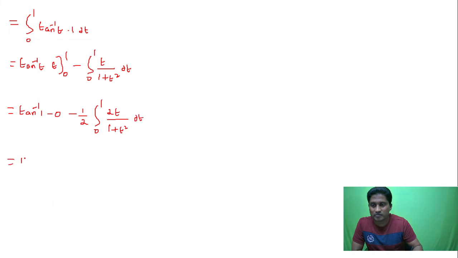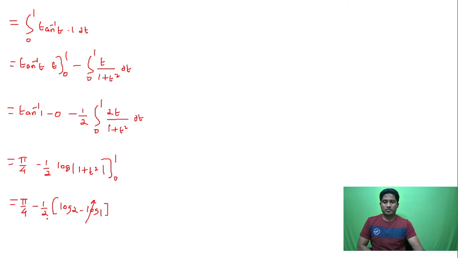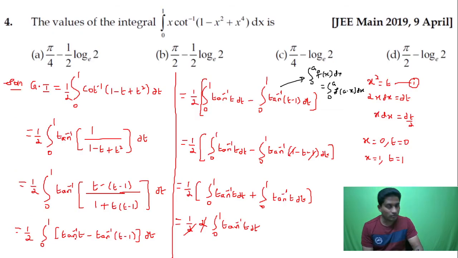So tan inverse of 1 is pi by 4, minus half of this is log of 1 plus t square between the limits 0 to 1. So this is pi by 4 minus 1 upon 2 times, upper limit is log 2 minus lower limit is log 1. Log 1 to any base is 0. Answer is pi by 4 minus 1 upon 2 log 2. Answer is option A.